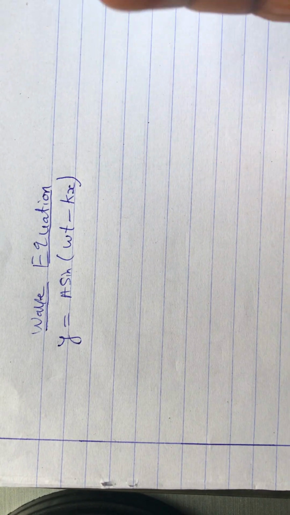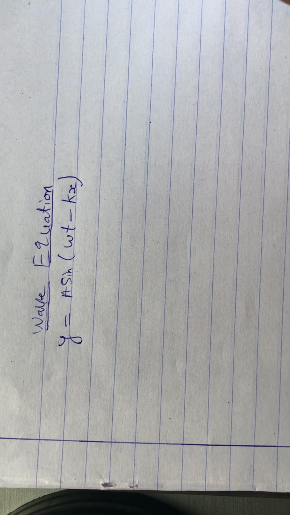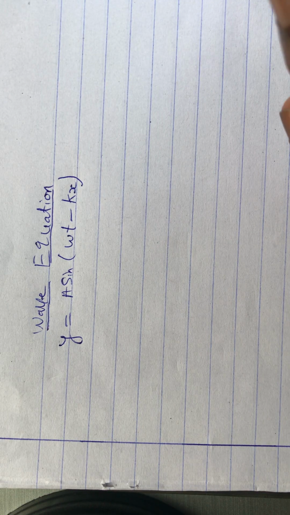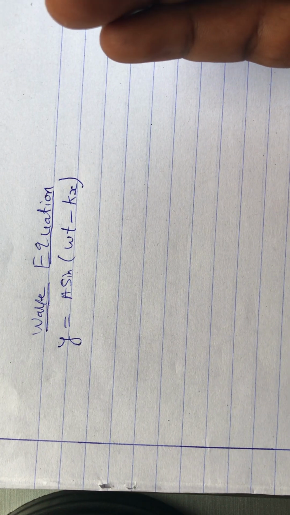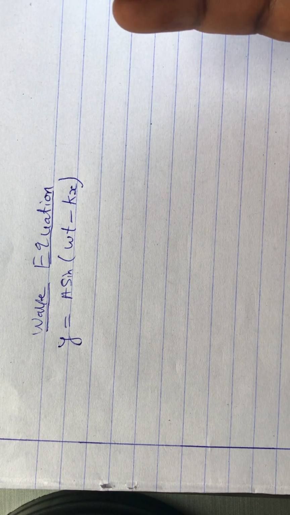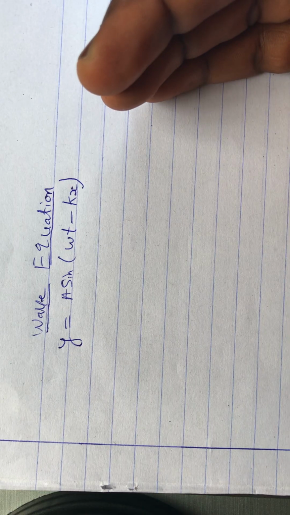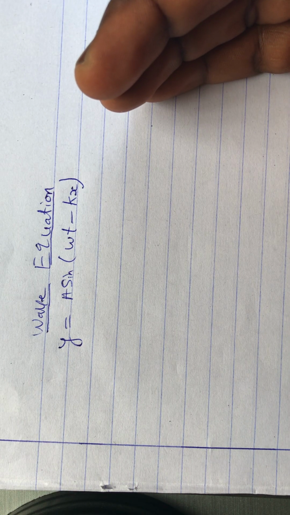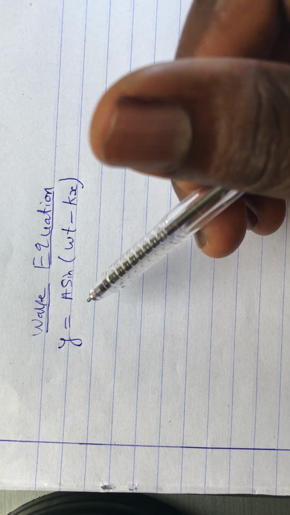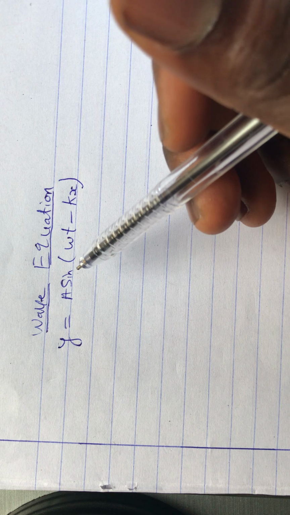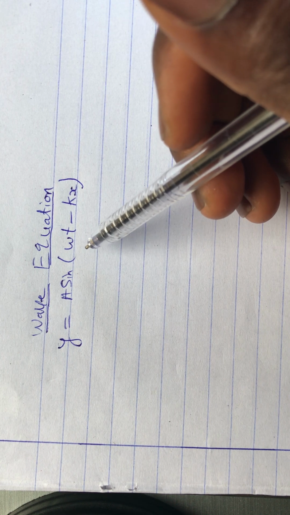Now, this is why my students find physics difficult: you don't know the basic concept. In today's class, I will give you many wave equations, and I'm going to show you how you are going to get them. The very first wave equation we have here is y equals A sine bracket wt minus kx.